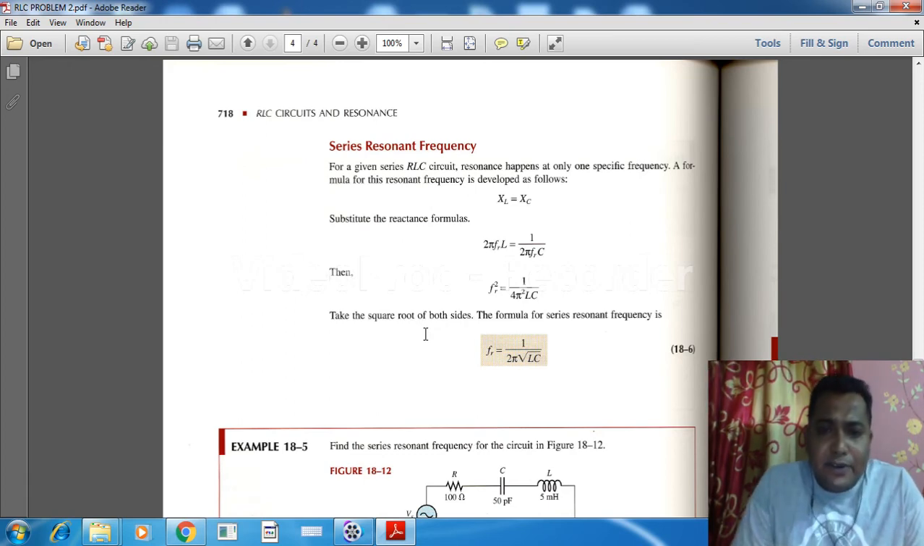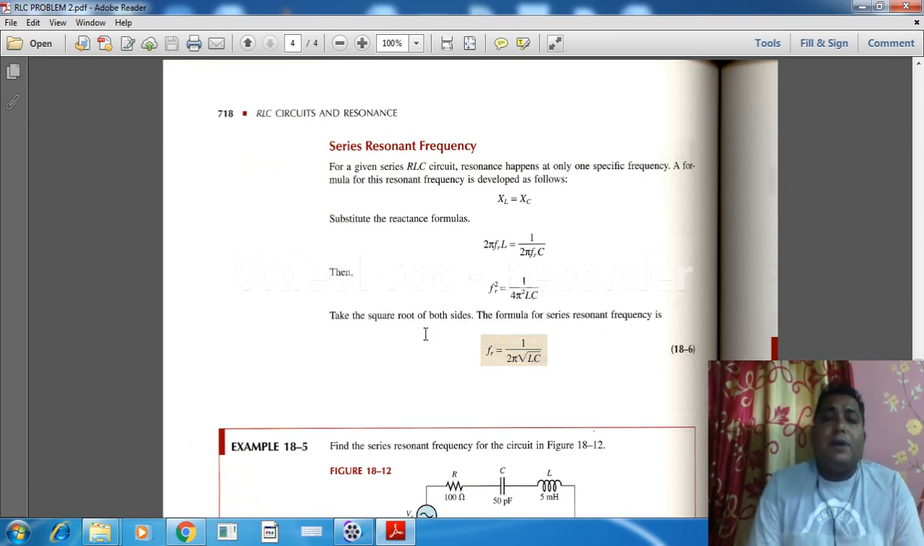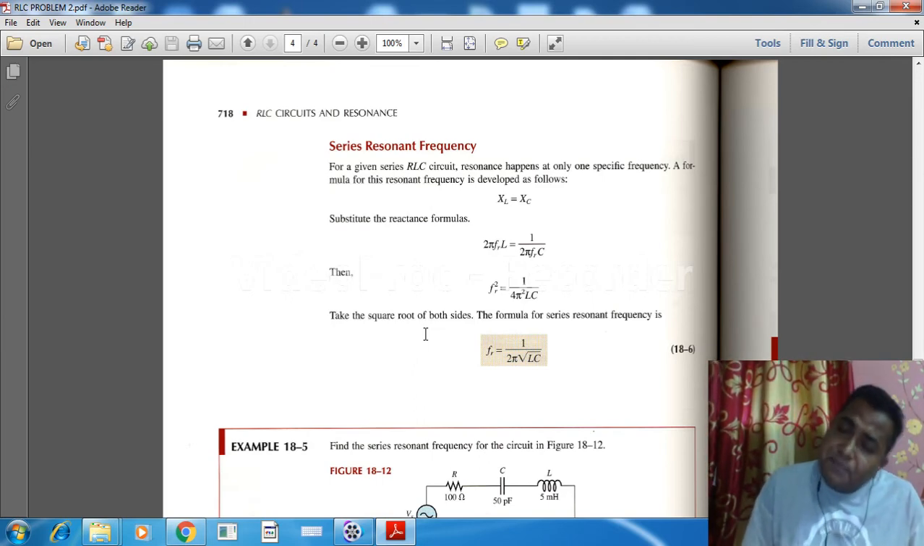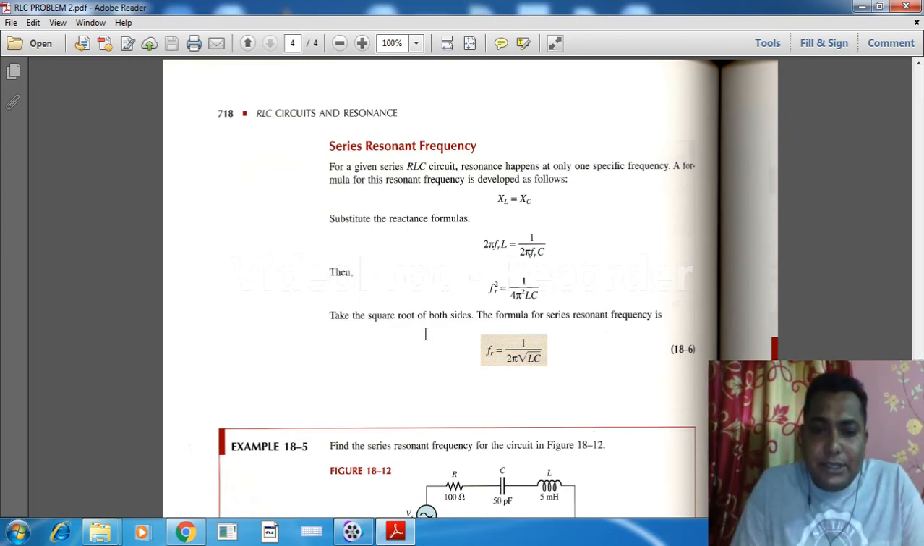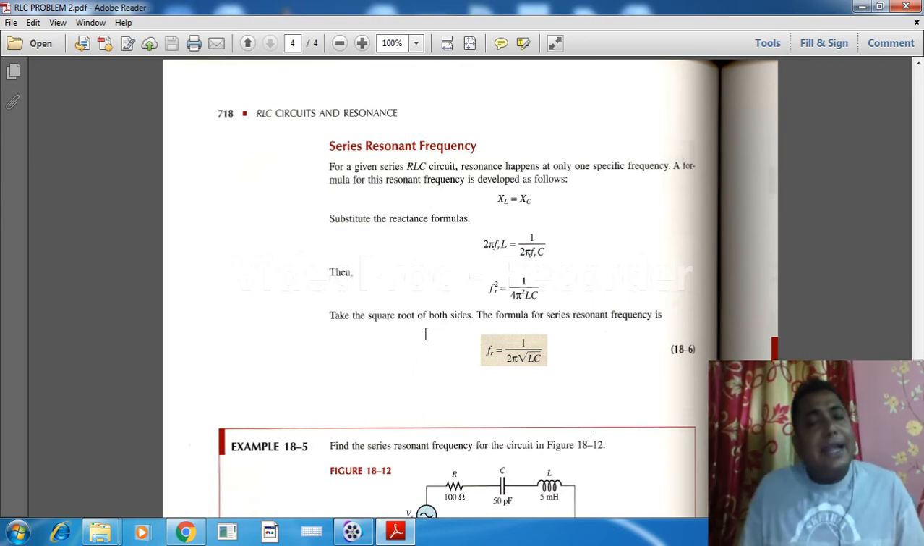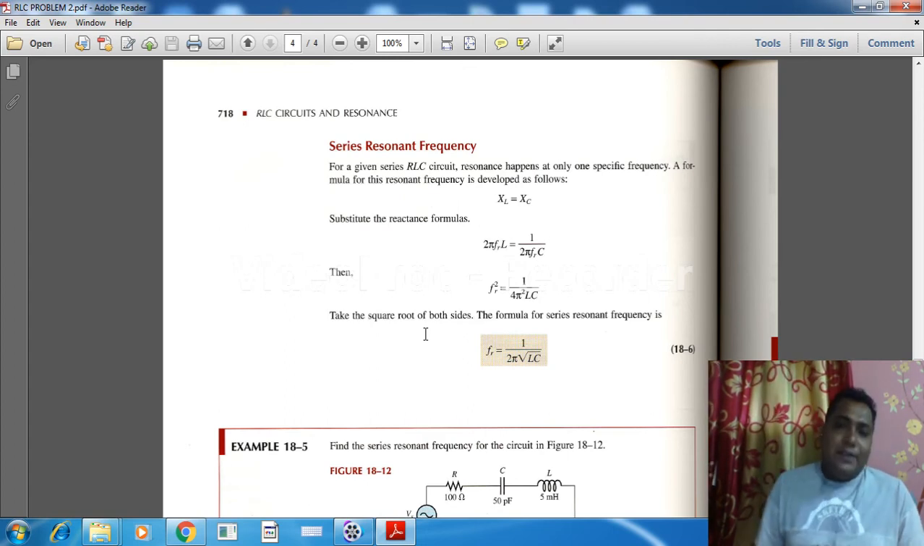So what is the expression for XL? XL expression is 2 pi FR L, and XC expression is 1 by 2 pi FR C. Now if we take only the frequency on the left hand side and the other components on the right hand side, what will we get? FR square is equal to 1 by 4 pi square into L into C. So take the root of that equation. We will get FR is equal to 1 by 2 pi root LC. So this is the formula. This direct formula, this derivation is important for your semester. At the same time, this formula is very important.